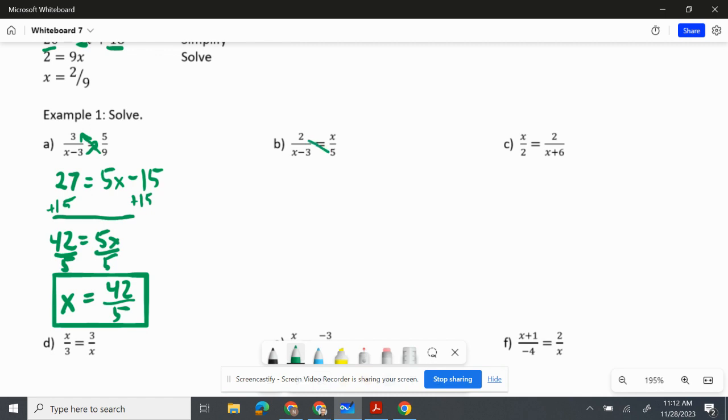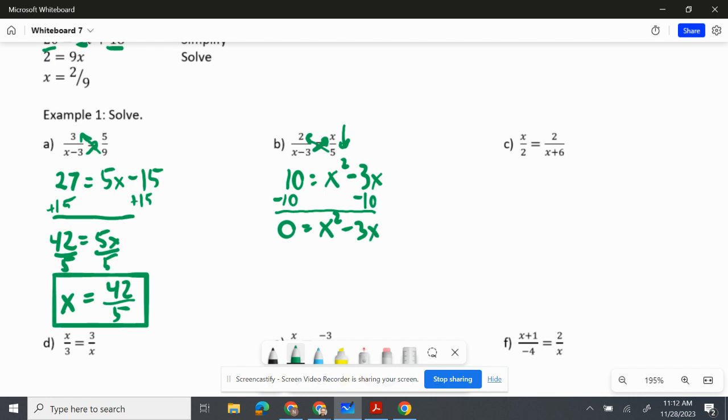We're going to multiply the 5 times the 2. That gives us a 10. We're going to multiply the x times the x minus 3, and that gives us x squared minus 3x. Here we have a quadratic equation. For quadratic equations, what we want to do is set it equal to 0, and the reason why is because we can either factor it or use the quadratic formula.